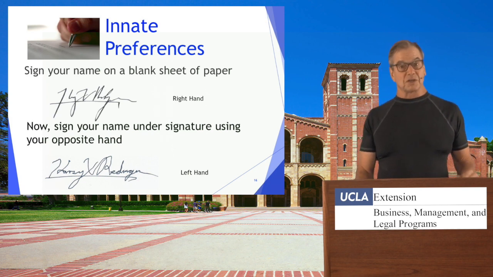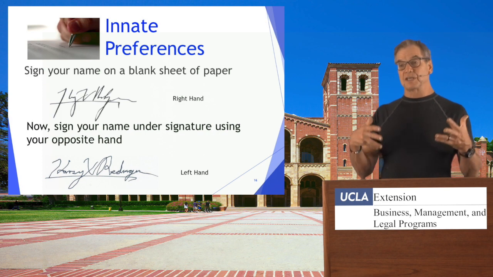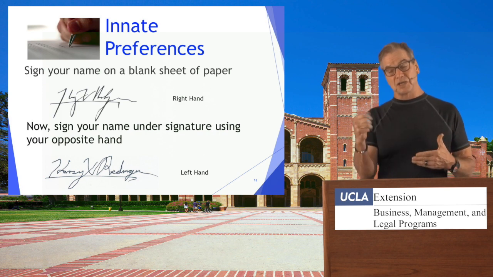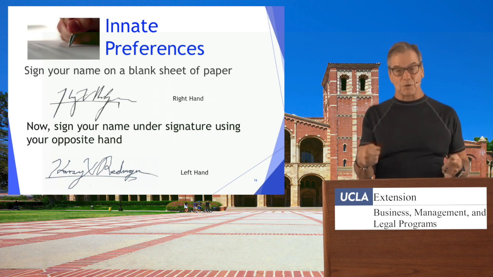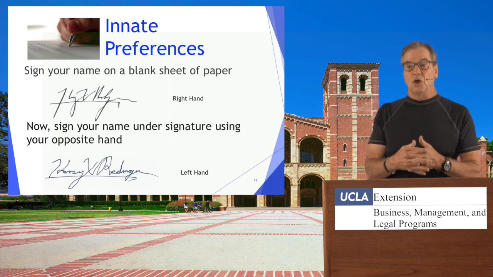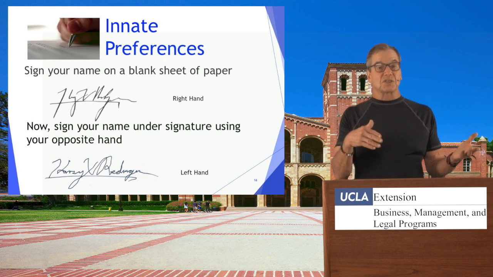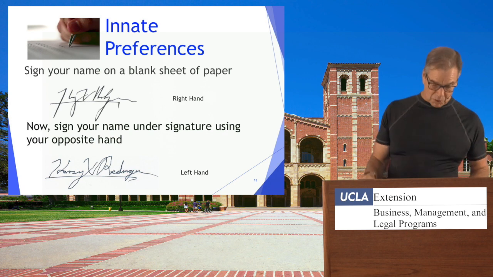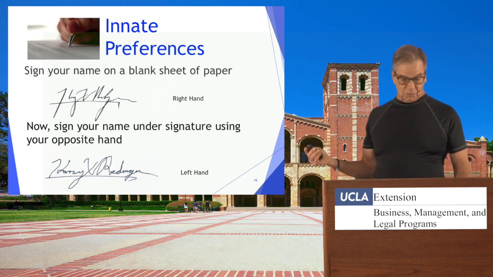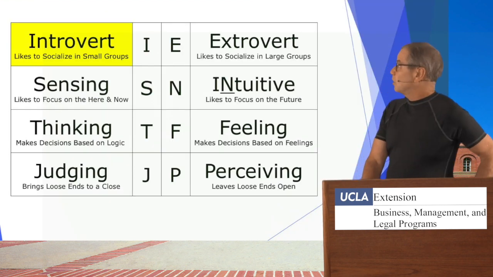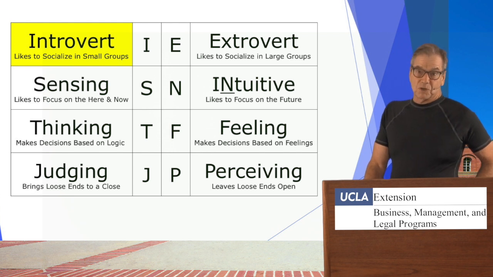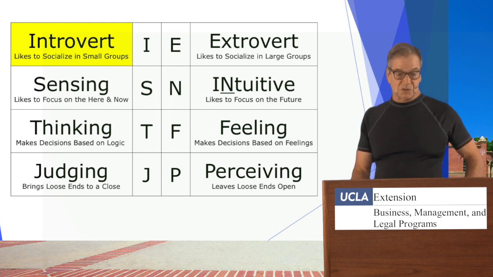The point we're trying to drive here is that it's comfortable to sign your name with your right hand. It's an innate response. You just do it. Well, by the same token, these dichotomies have innate responses too. So these are what we call the 8 preferences, 4 dichotomies.